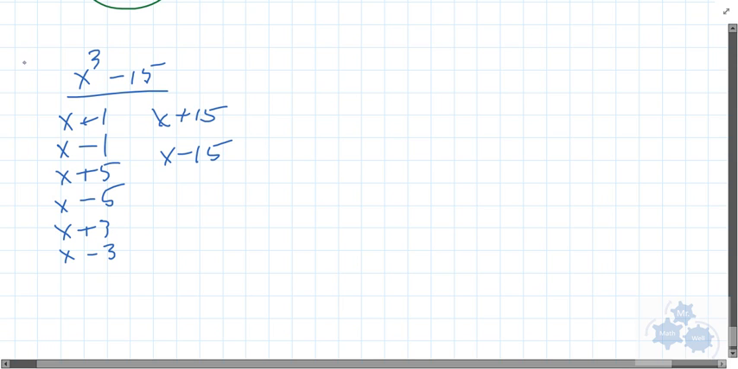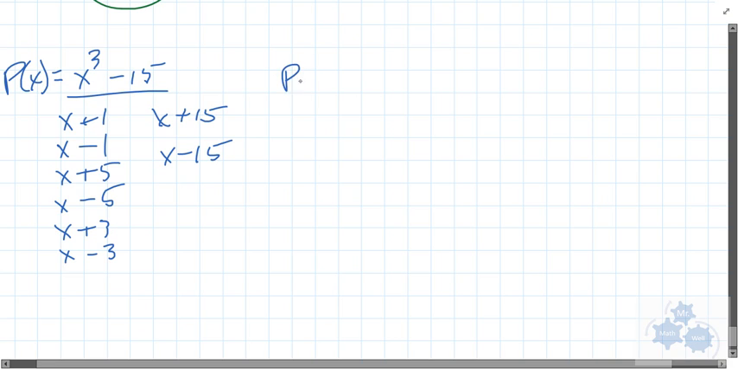Okay, so here's the polynomial. And we're going to test these factors. So should I do long division to test each one of these factors? No. Should I use synthetic division? No. What should I use? The remainder theorem. Thank you. Why don't we do that?